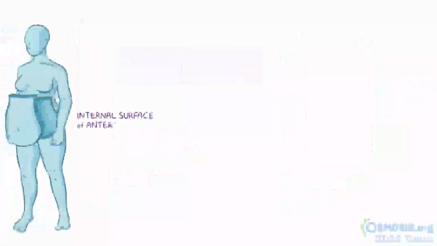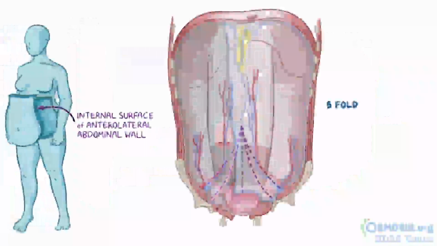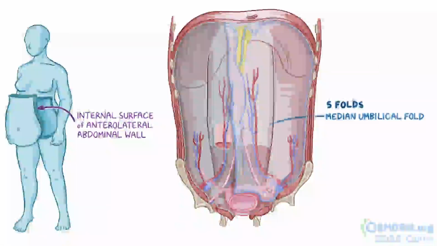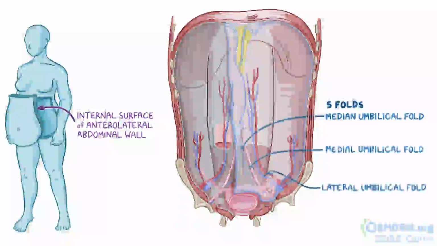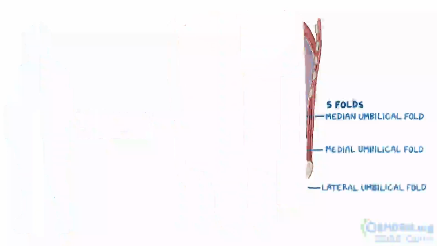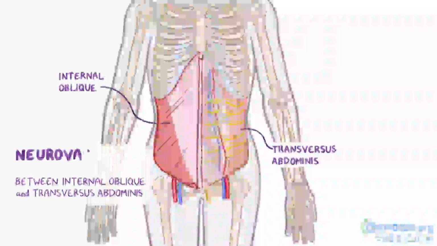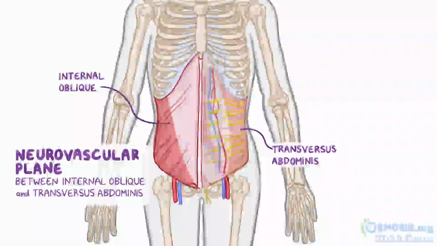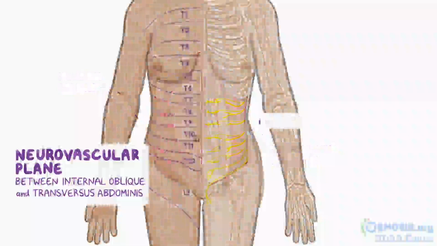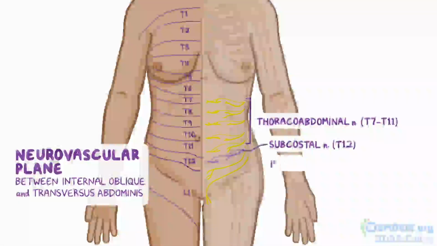On the internal surface of the abdominal wall, there are 5 umbilical folds. A median umbilical fold, and on either side of it there are 2 medial and 2 lateral umbilical folds. Between the internal oblique and the transversus abdominis, there's the neurovascular plane that innervates the anterolateral abdominal wall. The skin and muscles of the anterolateral abdominal wall are innervated by the thoracoabdominal nerves from thoracic nerves T7 to T11, the subcostal nerves at T12, and the iliohypogastric and ilioinguinal nerves from lumbar nerve L1.